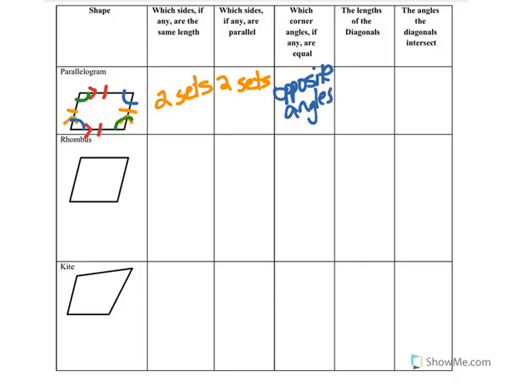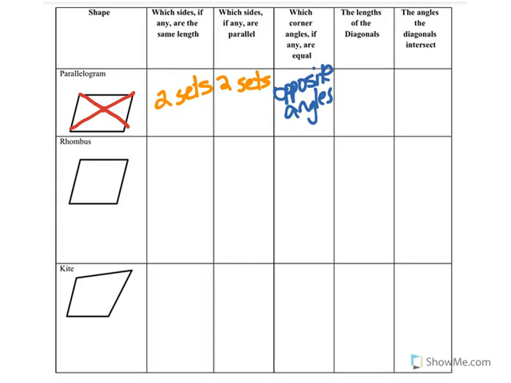And our diagonals, if we think about the diagonals, I'm just going to erase all of this. If we think about our diagonals, they will bisect each other. They will cross exactly at halfway.